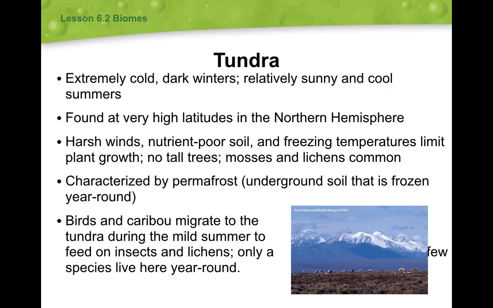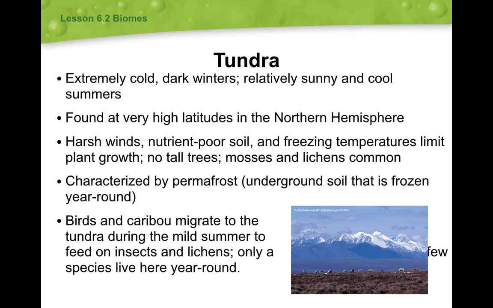Further north, we have the tundra, which has extremely cold, dark winters and relatively sunny and cool summers, found only in the high latitudes of the northern hemisphere. Harsh winds, nutrient-poor soil, and freezing temperatures are going to limit plant growth. There are no tall trees. Mosses and lichens are common in tundra.